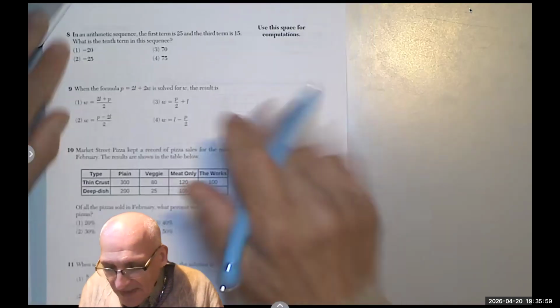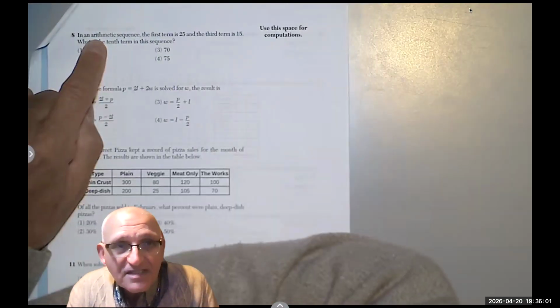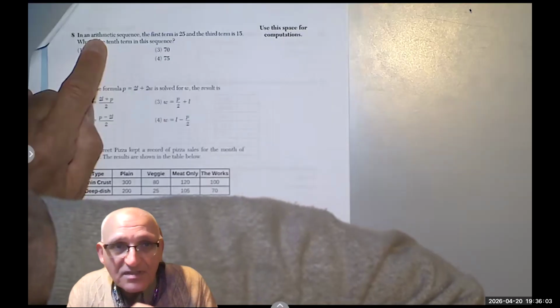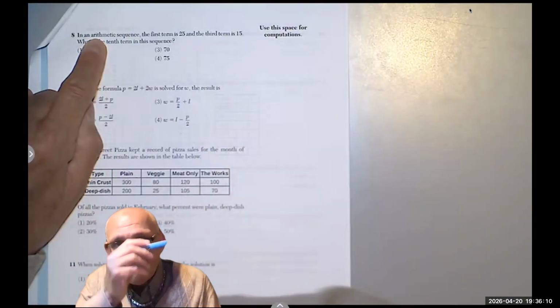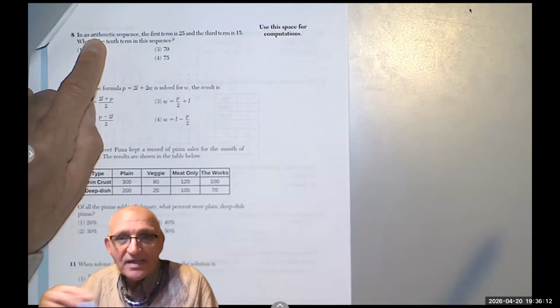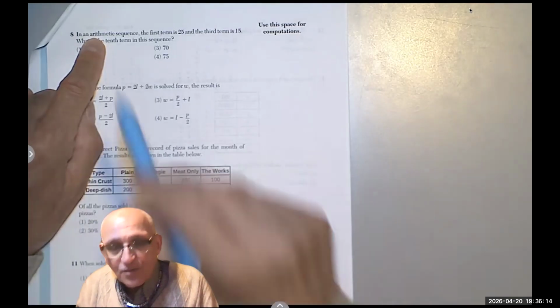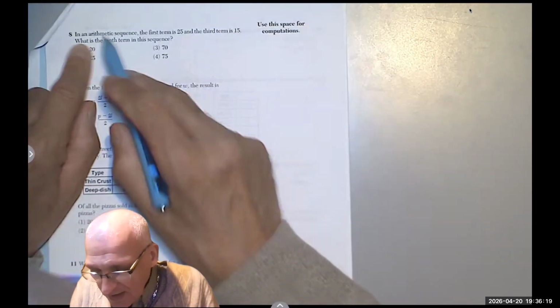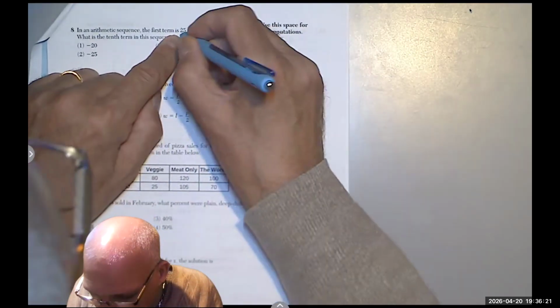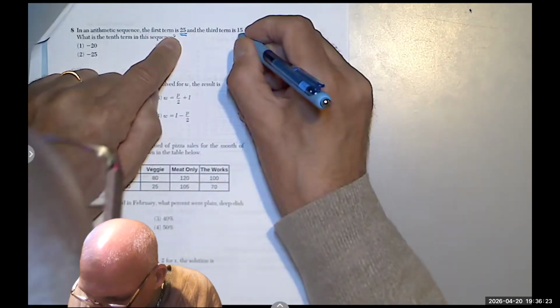Number 8. An arithmetic sequence, unlike the geometric sequence, changes by the same value, the step is constant. There, the multiplication is constant. We multiplied by 4. Here we add 2 or 3 or -1, whatever. The first term is 25, and the third is 15.